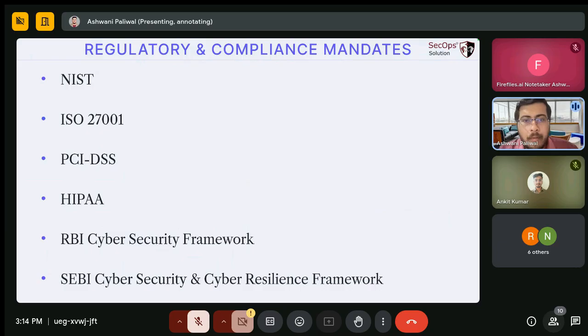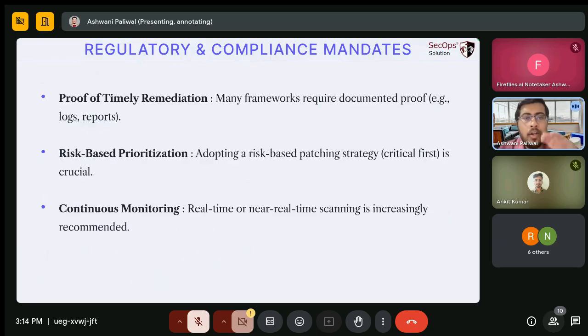And not only these regulatory and compliance mandates, whenever your organization gets an audit for it, you have to show proof of timely remediations. How are you doing it? So just having a tool is not enough. Your tool should be able to help you support the following. It should be able to help you provide evidence that patching is actually happening.